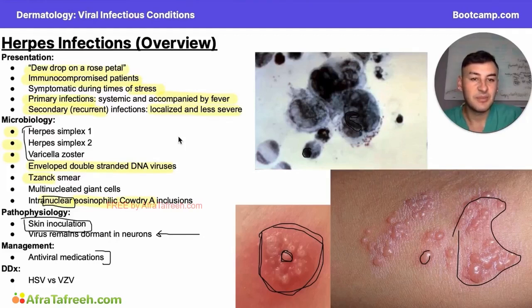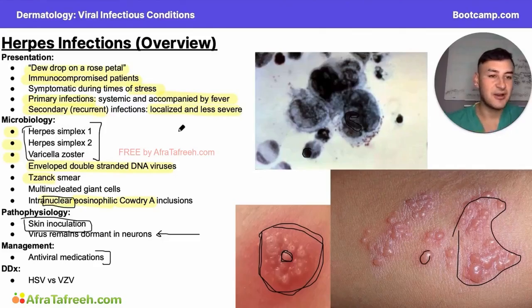So just to bring it back to our summary slide, I just want to re-emphasize that anytime we see dewdrop on a rose petal, we're in herpes infection territory. It's our job to differentiate between herpes simplex 1, herpes simplex 2, or VZV. And the way we're going to do that is we're going to ask ourselves, is this a child? Is this an adult?